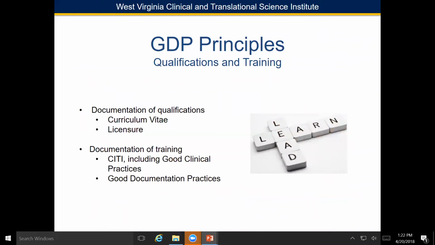Some important concepts, that's why we're here today. Qualifications and training. So it's important to document qualifications, and that's done through having an up-to-date CV and licensure. And also important to document ongoing training throughout your career. Having CITI training is a requirement here for good clinical practices, for example, and what we're doing today, good documentation practices.